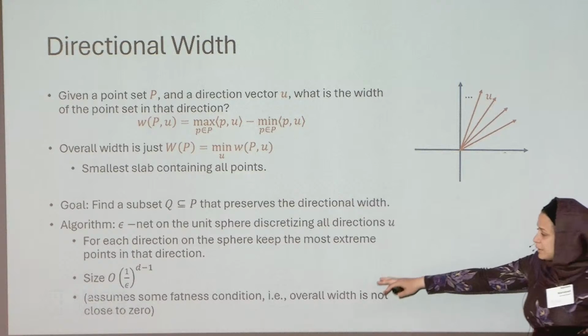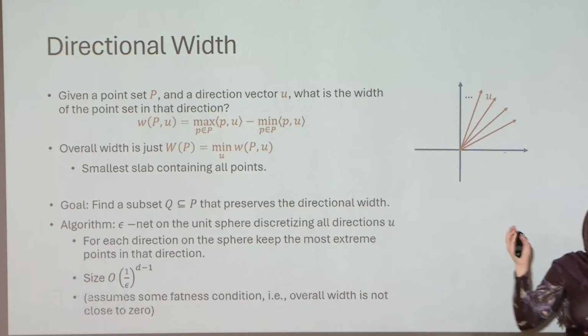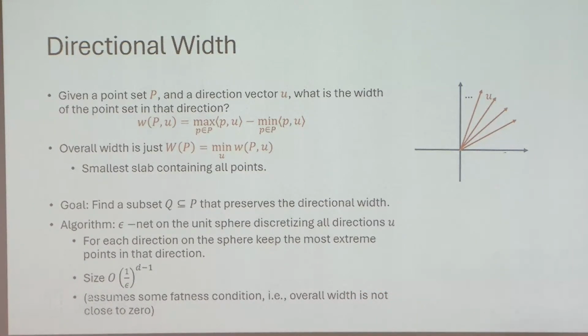And under some fatness condition, meaning that if the overall width of the point set is not too small, you can preserve this directional width and width up to a factor of 1 plus epsilon. Any questions?